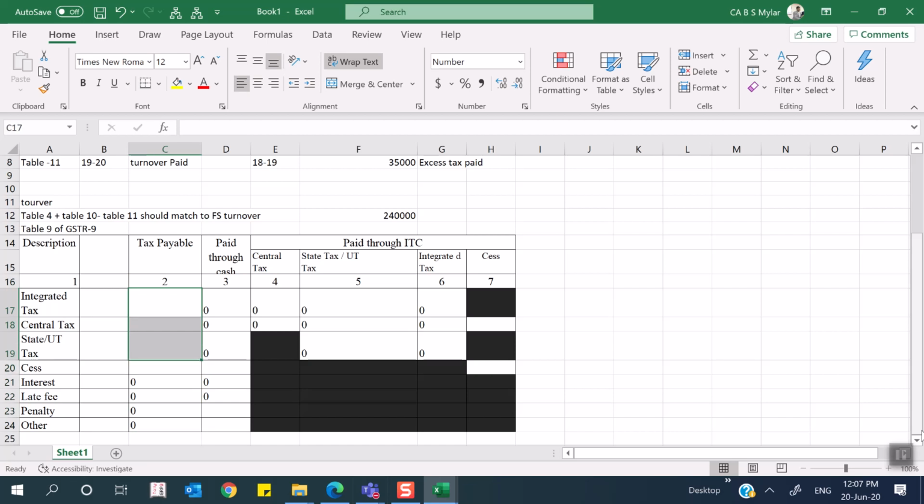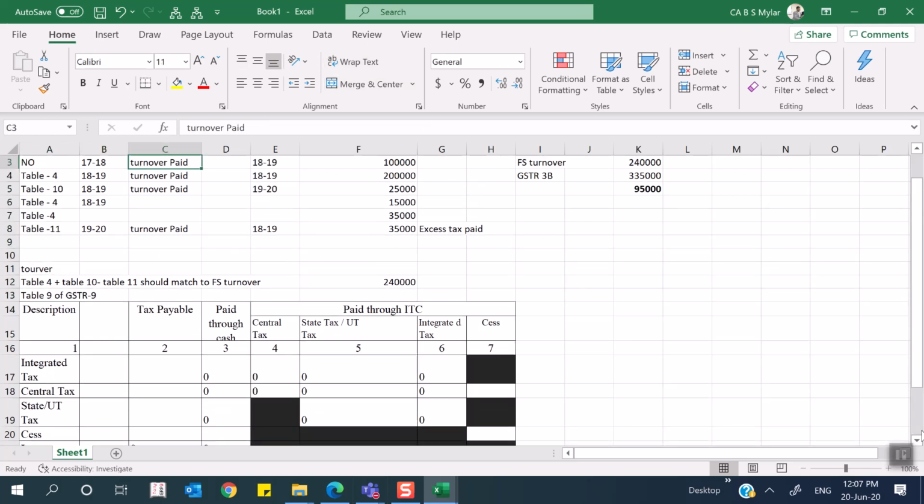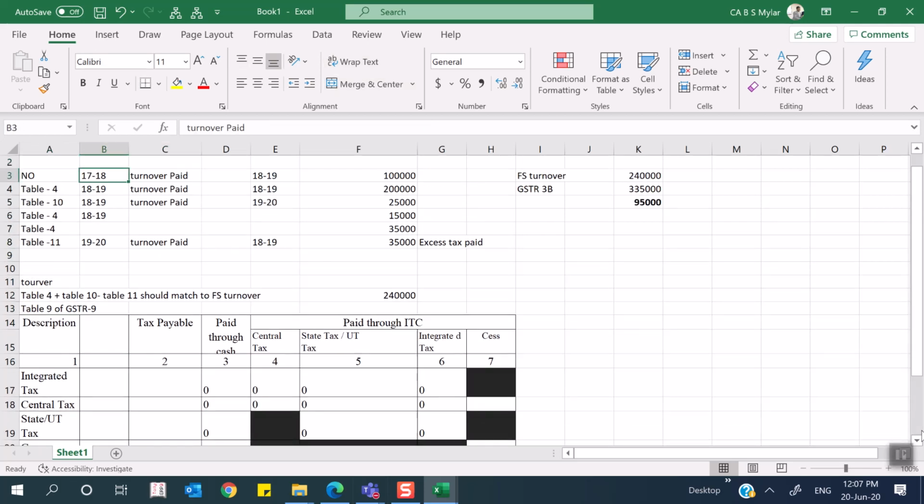Table 4. Table 4 column is there, sir. Tax payable of table 4.